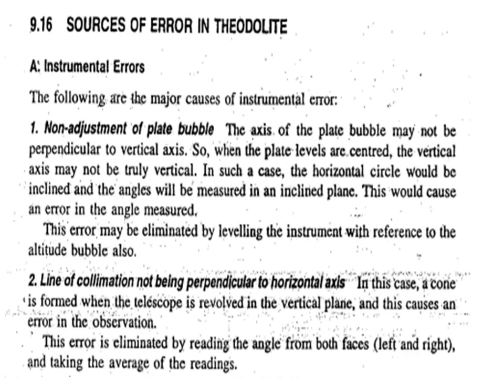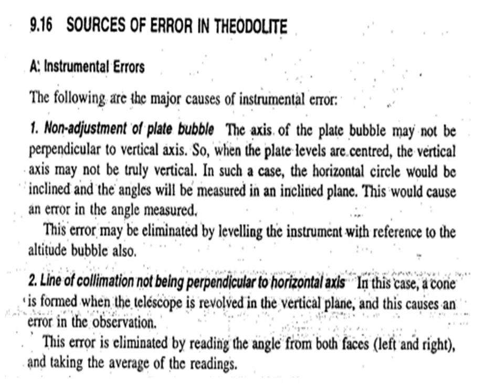Then in this slide we are going to see what are the sources of error in a theodolite. First is instrumental error. The following are the major causes of instrumental error. First is non-adjustment of plate bubble. In this case, the axis of the plate bubble may not be perpendicular to the vertical axis. So when the plate bubble is centered, the vertical axis may not be truly vertical. In such a case, the horizontal circle would be inclined and the angles will be measured in an inclined plane. This would cause an error in the angle measured. This error may be eliminated by leveling the instrument with reference to the altitude bubble also.